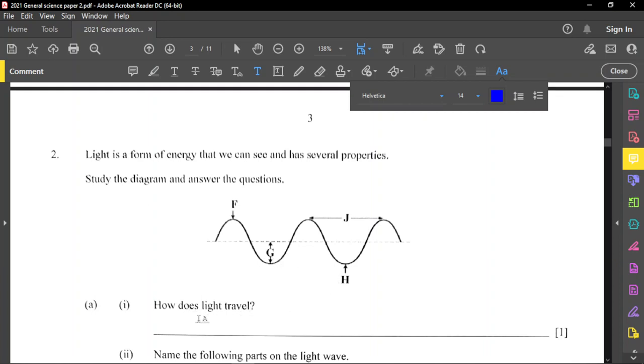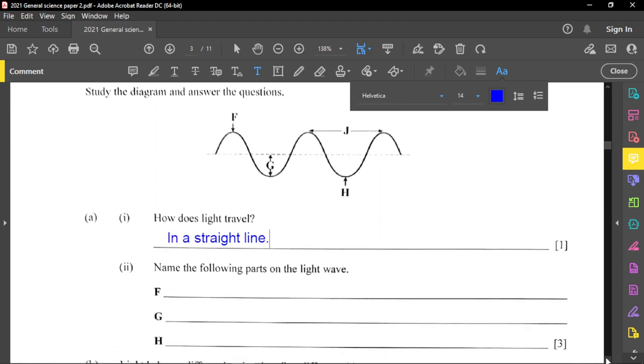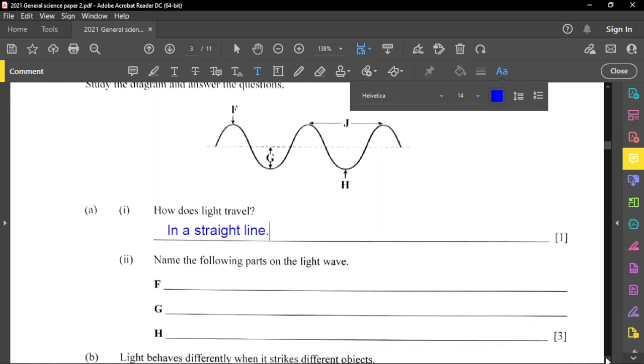So how does light travel? Light travels in a straight line. All right, so that's a simple direct answer right there. And it says, name the following parts of the light wave. We have three structures here to label, and they have four letters. So I'm going to label all of them.